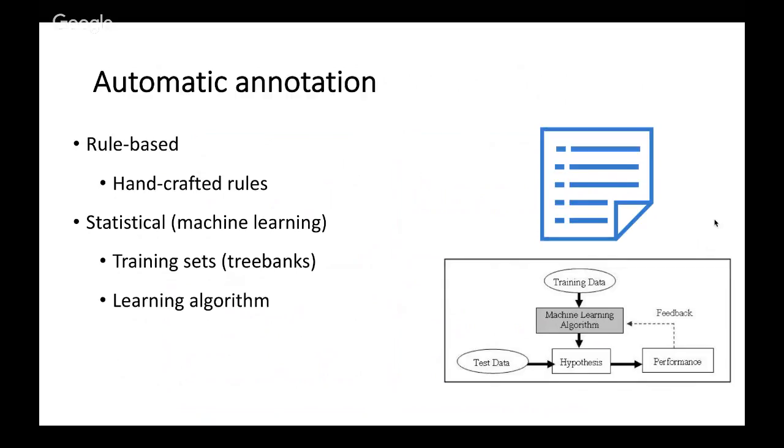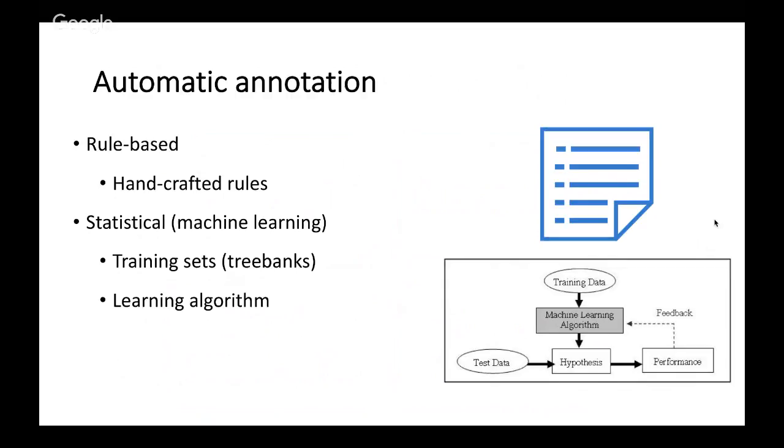And then there are statistical approaches or machine learning approaches which will rely on some training sets. So these would be texts that have been previously annotated, typically by hand, and the treebanks. And I'm sure you know a lot about treebanks. You've heard a few lectures about treebanks. They are amazing resources that can be used to train algorithms that can learn regularities and identify patterns in the training sets so that they can apply what they've learned on new texts.